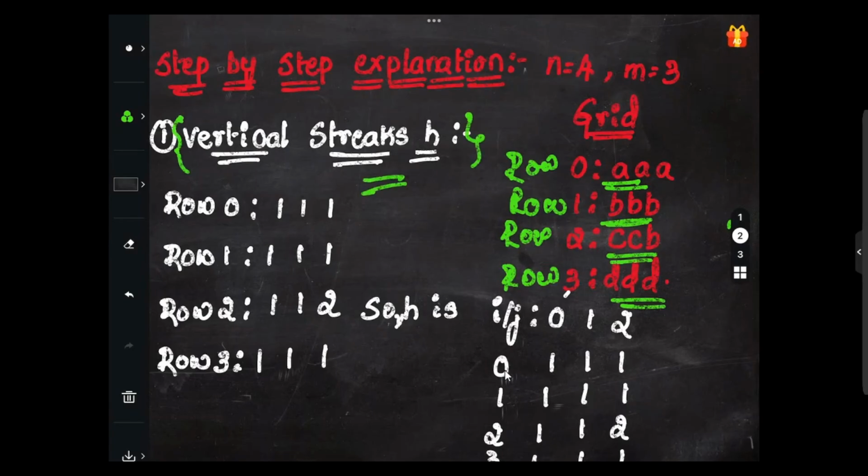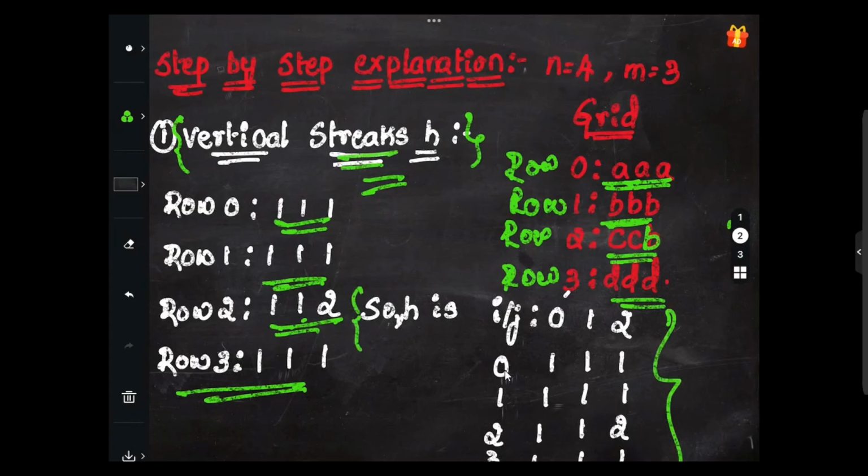We can go with row 0. As we have the same letters, we can go with triple one. Again for row 1 we have the same letters, so triple one. For row 2 we have one different letter, so we'll be going with 112. Row 3 also has the same letters, so triple one. In row 2 we have one different letter, CCB, so 112. This is fine.